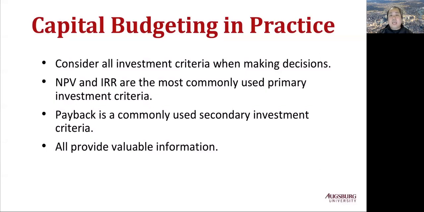So when you make a capital budgeting decision, consider all investment criteria. NPV and IRR are the most commonly used primary investment criteria. Payback is a commonly used secondary investment criterion, and all provide valuable information. This is the end of chapter 8. Just make sure that you can calculate each method. Thank you, and see you in the next chapter.